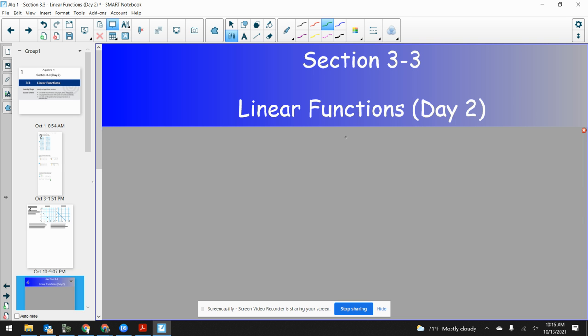What did we learn yesterday? We learned yesterday how to identify whether something is linear or not, right? Based on a table, based on a graph, based on an equation. What we're going to do today is talk more word problems and say, how do we know if something is linear based on the context of a problem? That's what we're going to be looking at today.